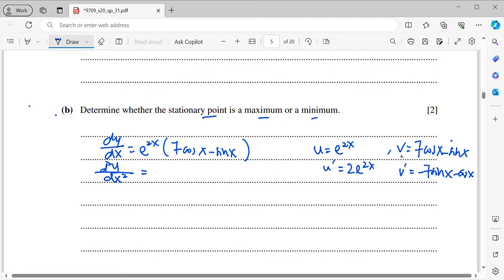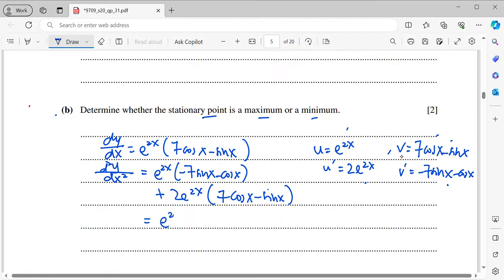So from here, when I use the formula, I will get uv prime, which is e^(2x) times (minus 7 sin x minus cos x), plus u prime v. Okay, so I do not have enough space, therefore I will just write on the next line. So it will be 2e^(2x) multiplied with (7 cos x minus sin x). Then from here, the common term is e^(2x), so you can just factorize e^(2x) and rewrite the rest of the terms.